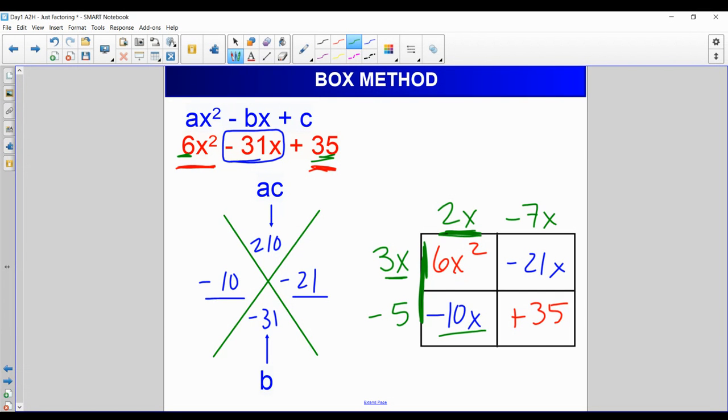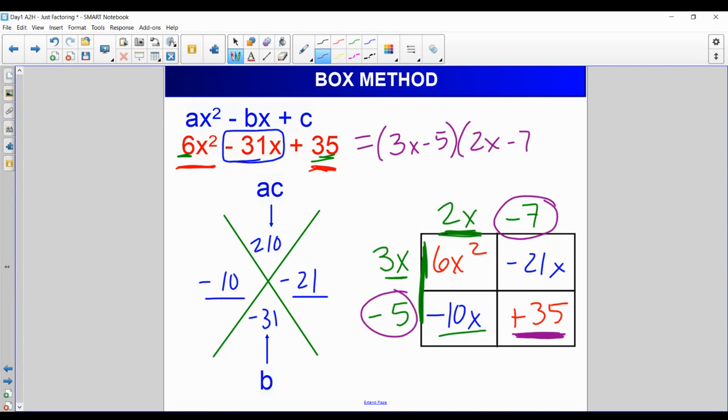That is negative 7. Okay, and I didn't mention in the first one, I should double check the number I'm getting here. Oops, I'm so sorry, I did not mean to write an x here. So it's good that I checked. I double checked that I'm getting positive 35 when I multiply this number times this number. So 6x squared minus 31x plus 35 factors into 3x minus 5 times 2x minus 7.